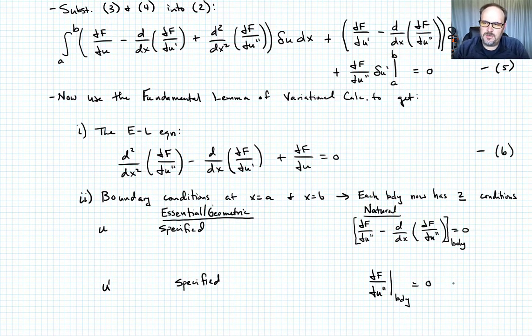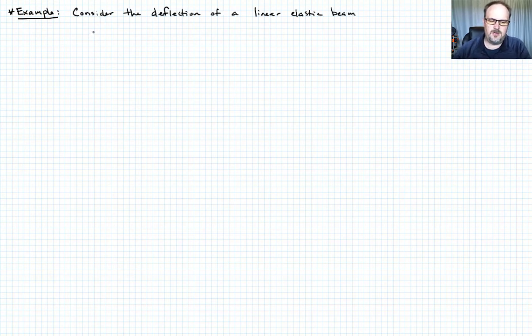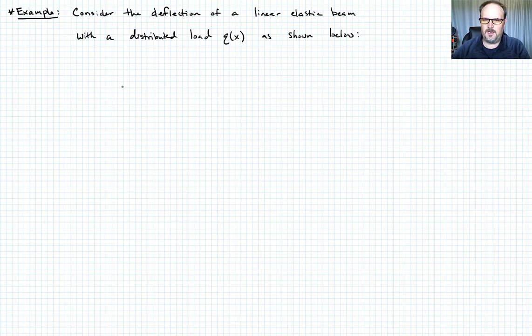Okay? So now I want to do just a really quick example. I'm actually not going to solve the differential equation, but I'm going to set up a beam problem that is of this form of having higher order derivatives, and we're going to get to the differential equation and then talk about what the boundary conditions mean. Okay, so here we go. Here's our example. We're going to consider the deflection of a linear elastic beam with a distributed load Q of x as shown below. Okay, so let's go ahead and draw this beam.